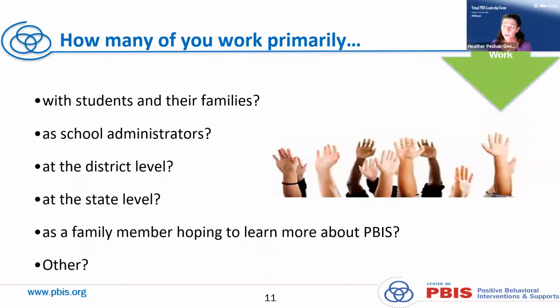So if you haven't had a chance already to look at the polls, if you could look at poll number 1, I'm curious to find out from you how many of you are working primarily with students or as school administrators. This is essentially what is your main job responsibility, because I know we all have all kinds of hats overall. If you could go in and complete that, and then I will show you what the results are looking like.